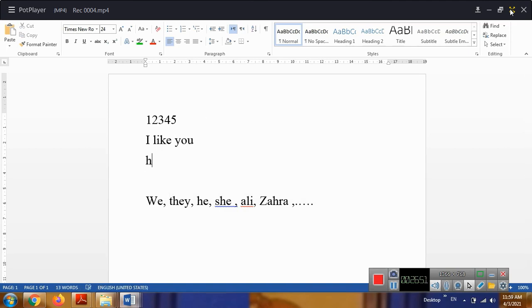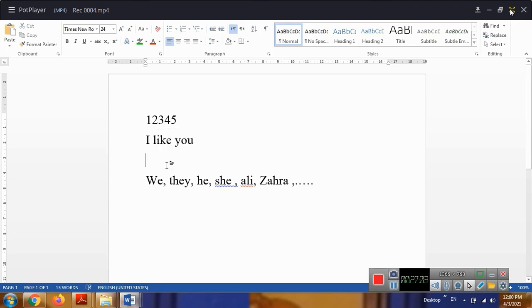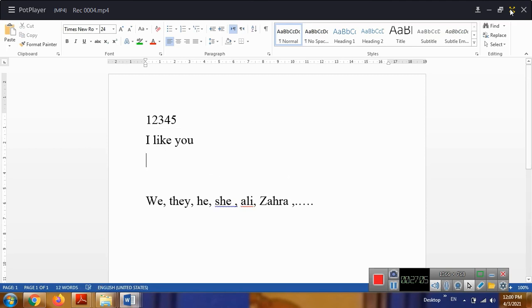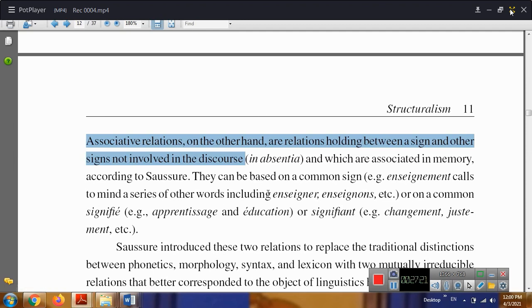Instead of you, we can use other pronouns. We can use he, she, and others. Okay, the relation between you and these are syntagmatic, are associative. So sorry. And instead of like, I can use hate. Okay, and other verbs. The relation between like and other verbs is associative. I hope that it will be clear for you.